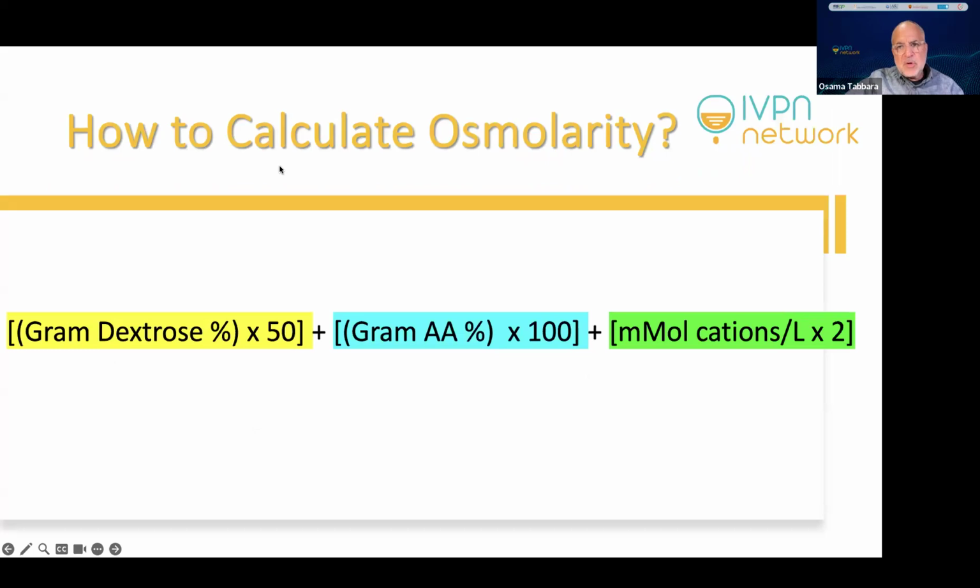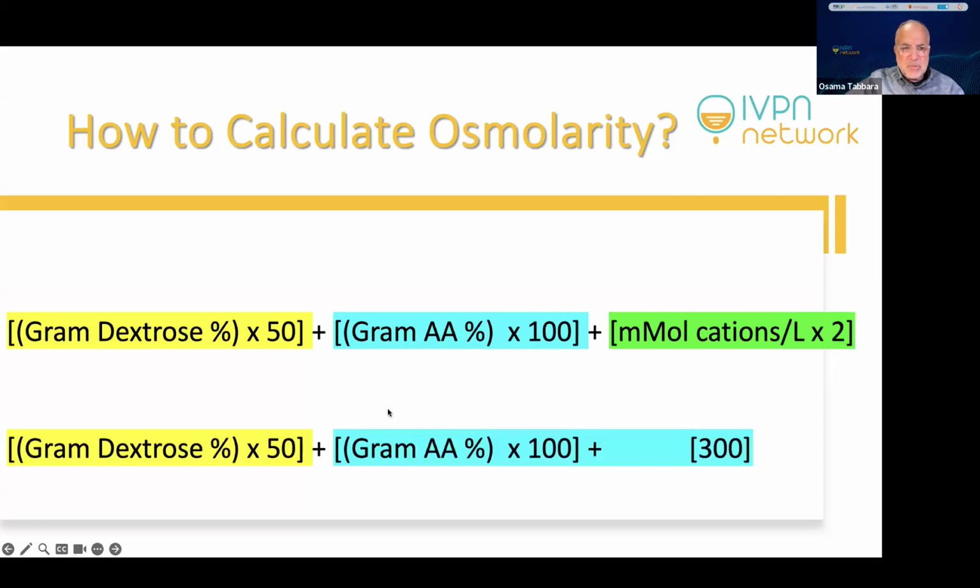So how do you calculate the osmolarity of parenteral nutrition? Very simple. You just take the dextrose concentration and multiply it by 50, the grams of amino acid, you multiply by 100, and the millimoles of cations, you multiply by 2. If you don't want to calculate each millimole separately, just add 300 and it gives you a very close estimate.